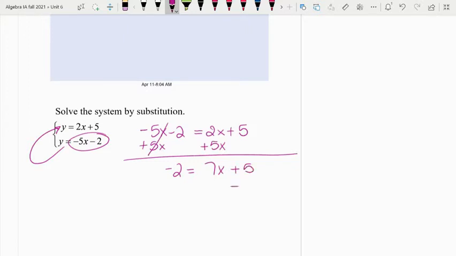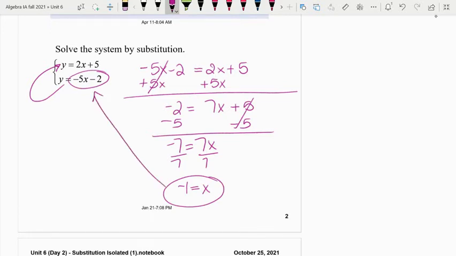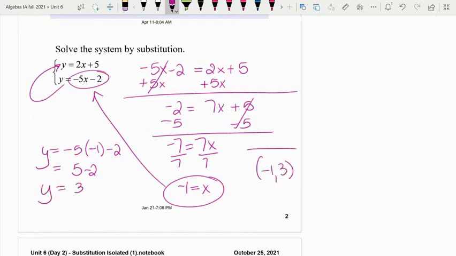Subtract 5 on both sides. So negative 7 equals 7x. Divide both sides by 7. So negative 1 equals x. We have one answer. Then I'm going to substitute that back in for that x. So I know y equals negative 5 times x, which is negative 1, minus 2. So negative 5 times negative 1 is 5. 5 minus 2 is 3. So my solution is negative 1, 3.